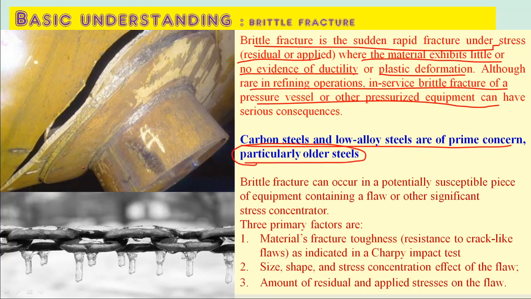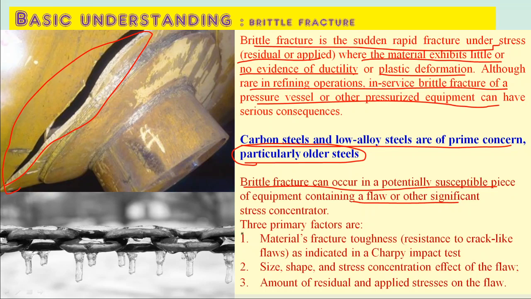Okay, so this is the failure of a vessel. You can see this fracture, which failed due to brittle fracture. There is a sudden failure, a sudden loss of toughness at lower temperatures. Brittle fracture can occur in potentially susceptible pieces of equipment containing a flaw or other stress concentrator. So if there is a flaw, that will give a path for brittle fracture to occur.